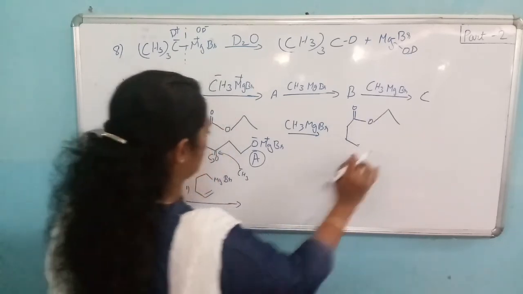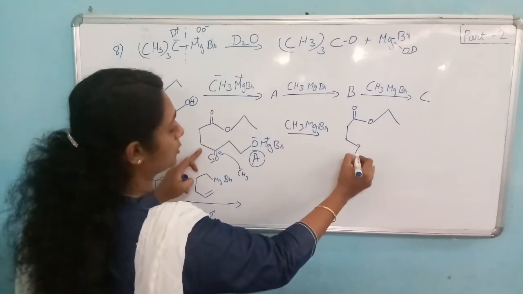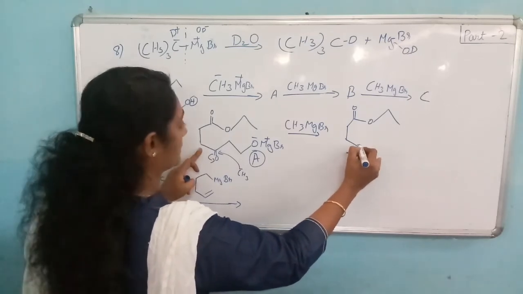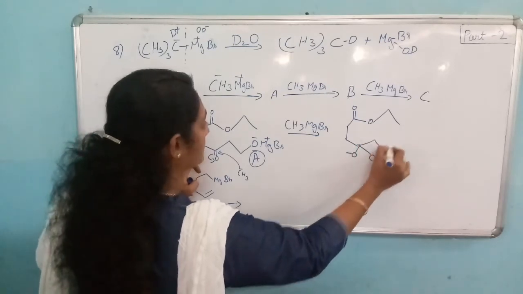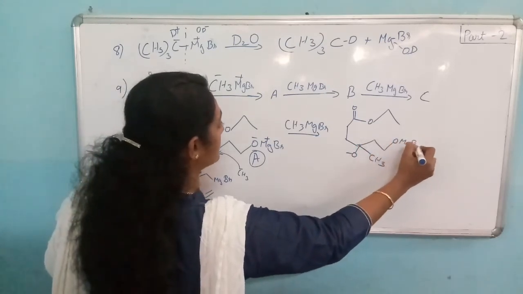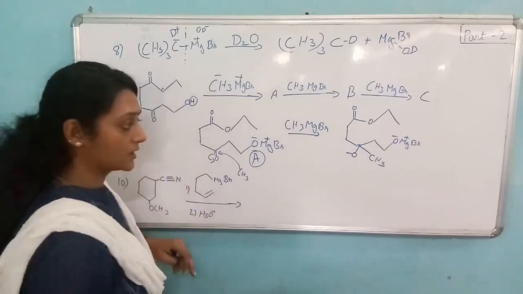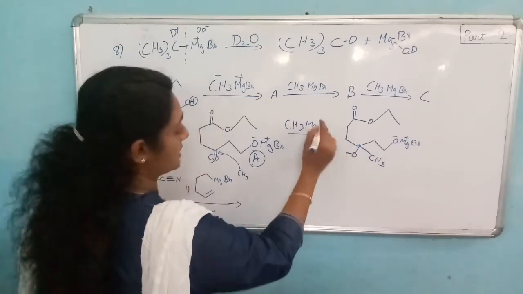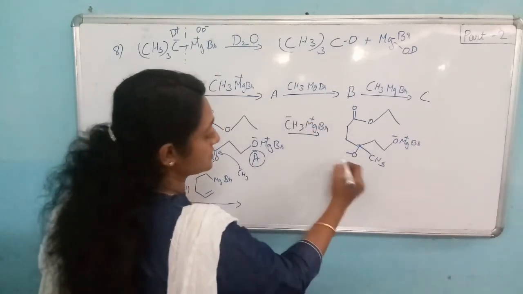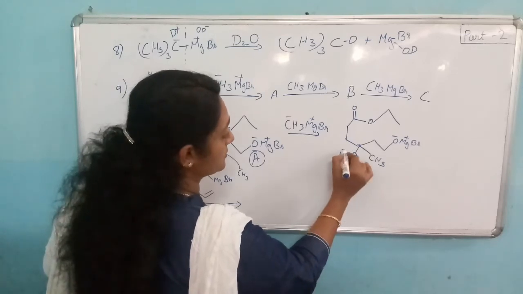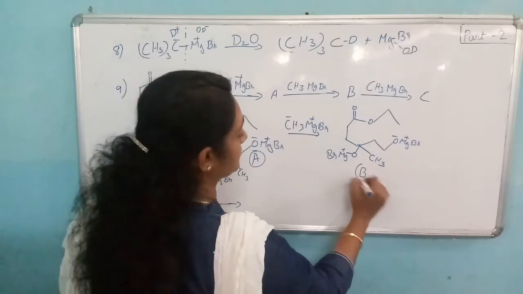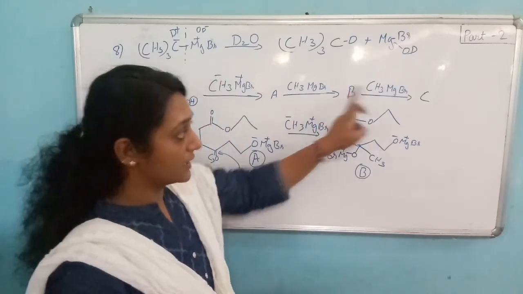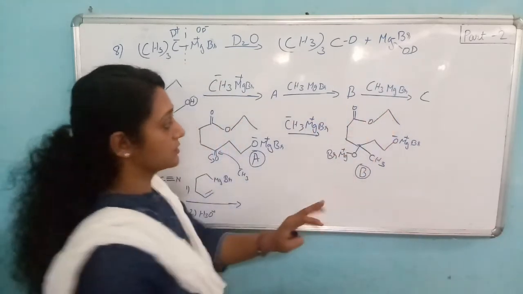Here O minus, and here CH3 comes, O MgBr. To O minus, Mg plus Br comes. Okay, this is B. To B, again we add CH3 MgBr.